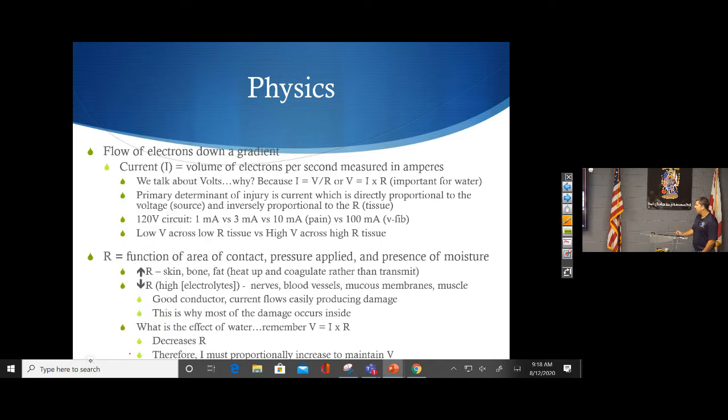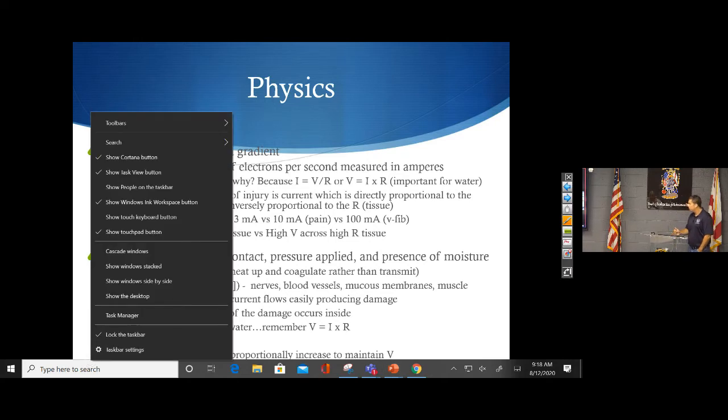So we already talked a little bit about the effect of water, remembering that volts equals the current multiplied by the resistance.